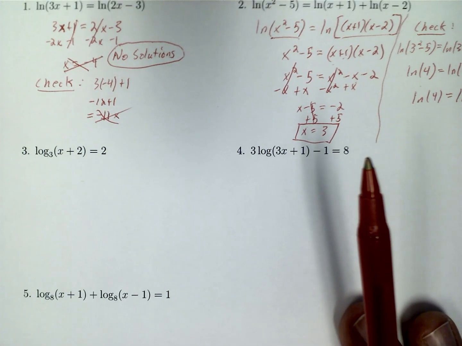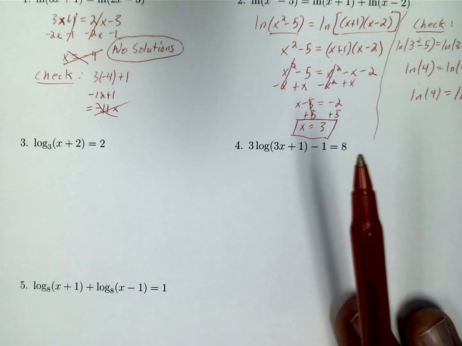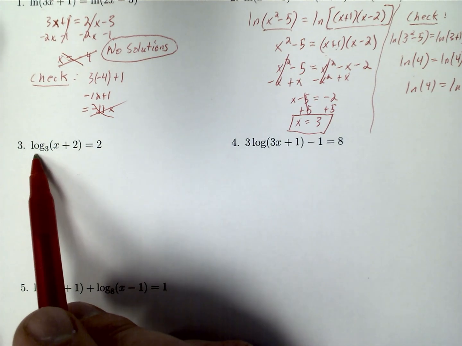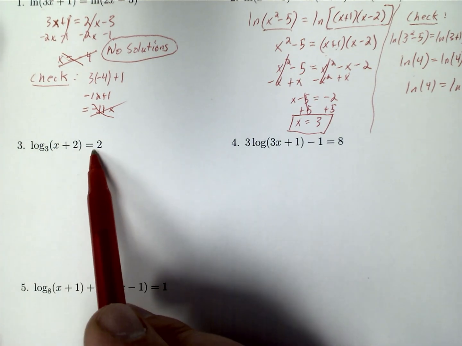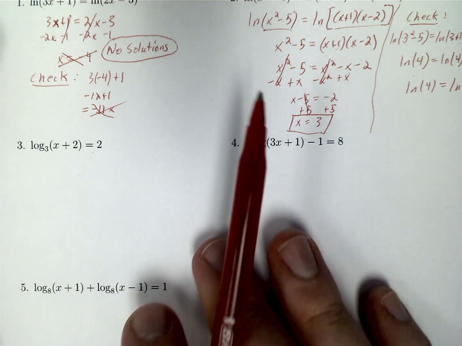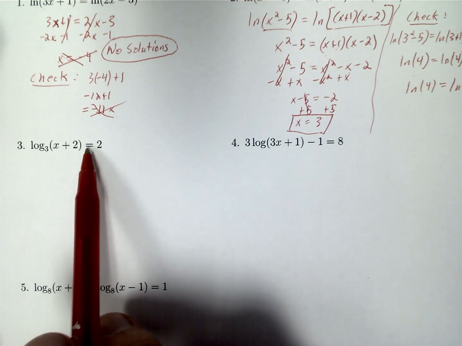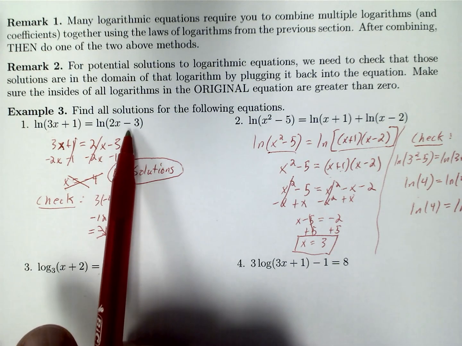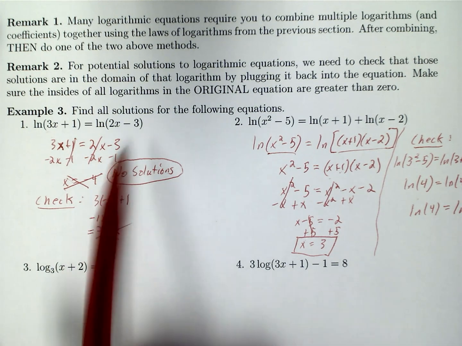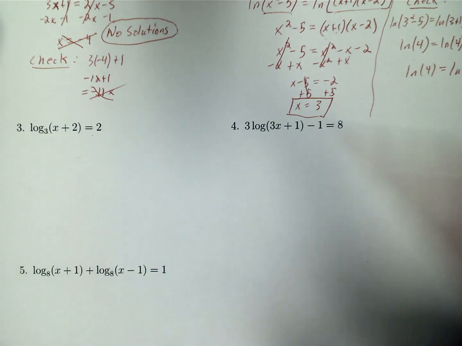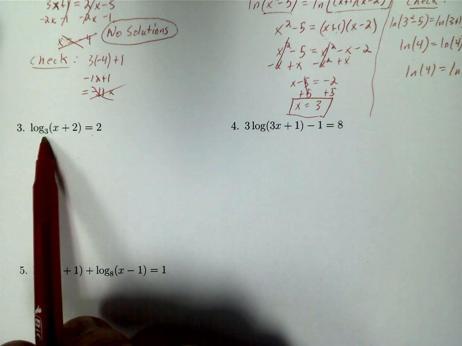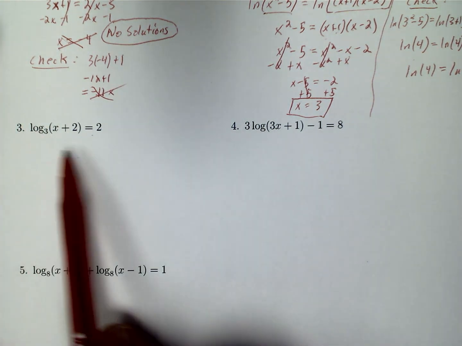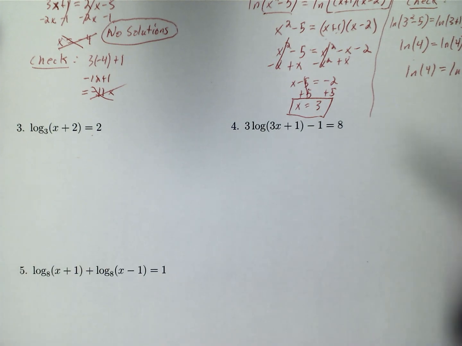All right, so we now move on to number 3. We have log base 3 of x plus 2 equals 2. But like before, when we had ln of 3x plus 1 equals ln of 2x minus 3, we had ln's on both sides. Here, we don't have a logarithm on both sides, so we can't use that mechanism like we did. We have to use the equivalent equation method of solving.